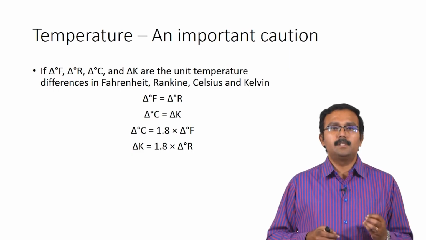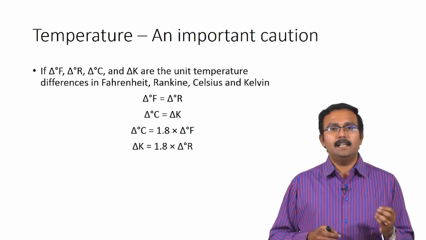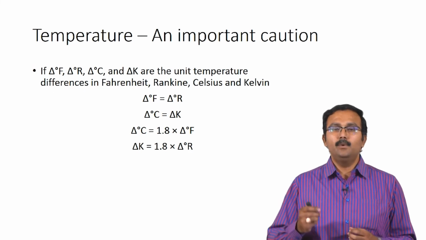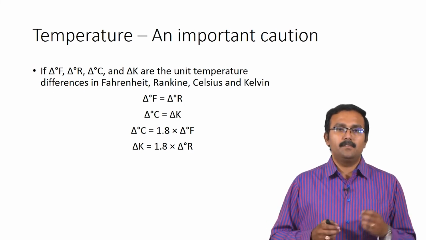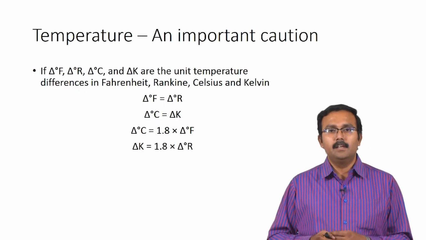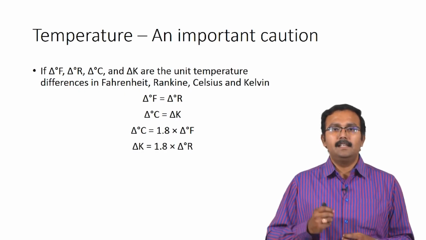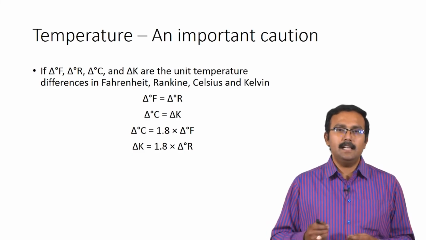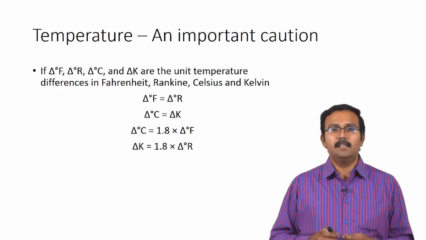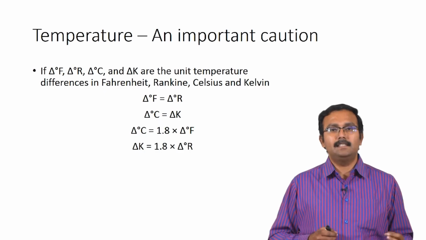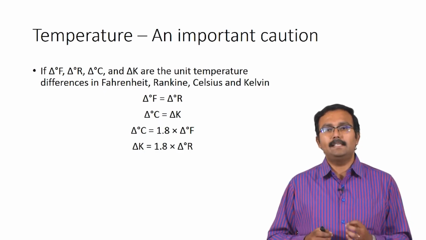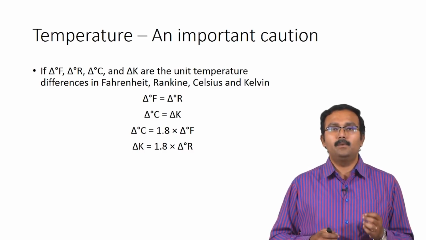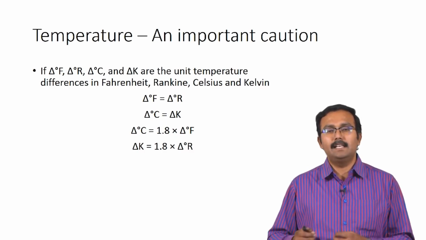If you were to use delta degree Fahrenheit, delta degree Rankine, delta degree Celsius and delta Kelvin as the unit for temperature differences in Fahrenheit, Rankine, Celsius and Kelvin, then delta degree Fahrenheit will be equal to delta degree Rankine, delta degree Celsius will be equal to delta Kelvin, but delta degree Celsius will be equal to 1.8 times delta degree Fahrenheit, and delta Kelvin will be equal to 1.8 times delta degree Rankine.